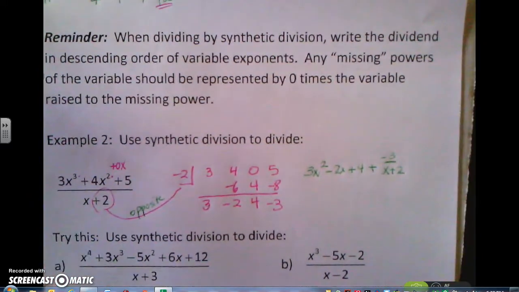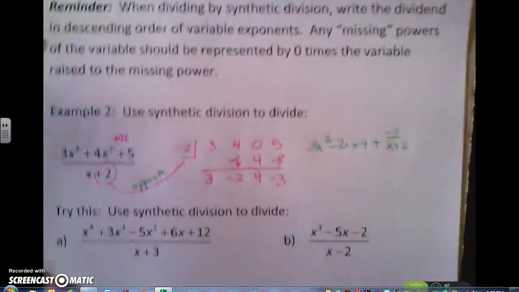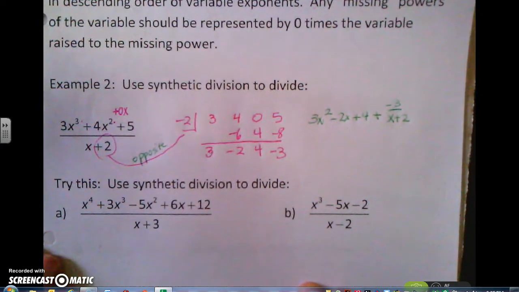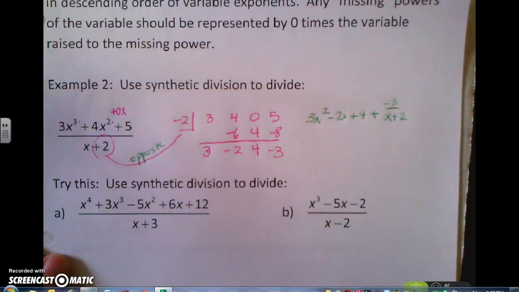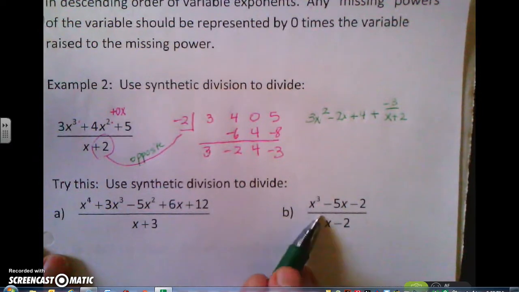All right, so there's your short reminder of synthetic division. Here are some to try, A and B. So give those a try, and we'll check them out tomorrow to see how you do. And you can stop right now and not do any more after you try these.